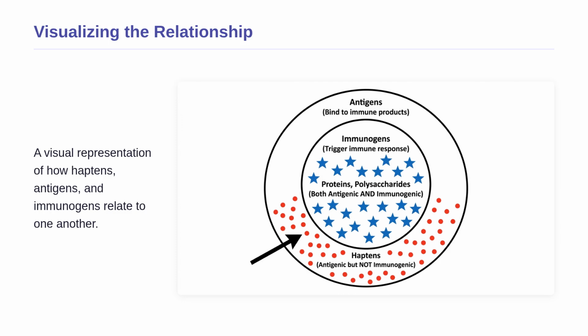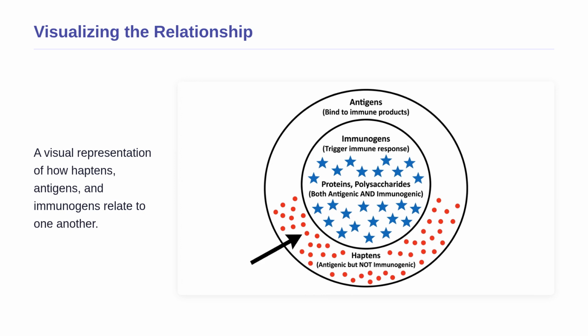So, we have proven the carrier effect mathematically. Now, let us visualize these relationships clearly with this diagram. What you are looking at is a large outer circle representing all antigens. These are all the substances that can bind to immune products. Completely inside this is a smaller circle representing immunogens, the substances that actually trigger the immune response. Notice the blue stars inside the inner circle? These represent large molecules, like proteins, that are both antigenic and immunogenic.